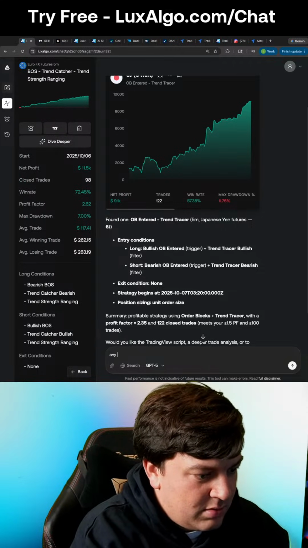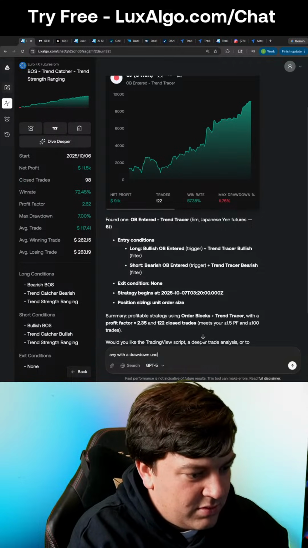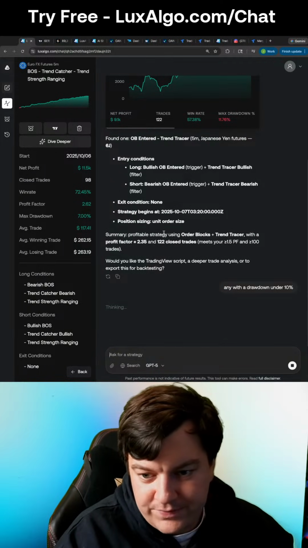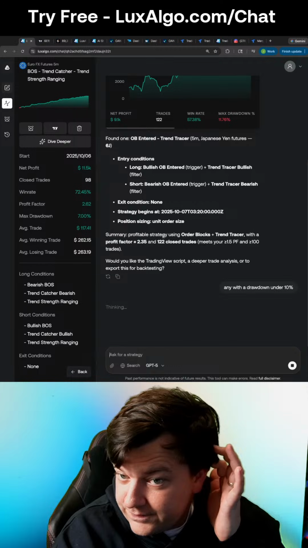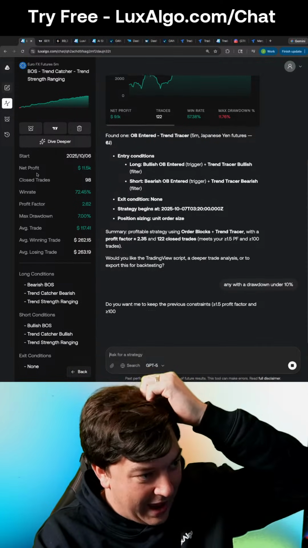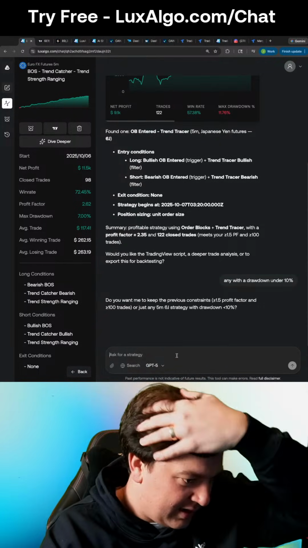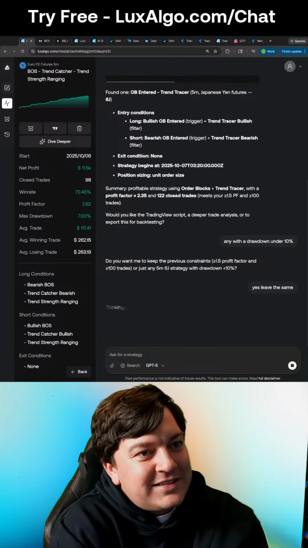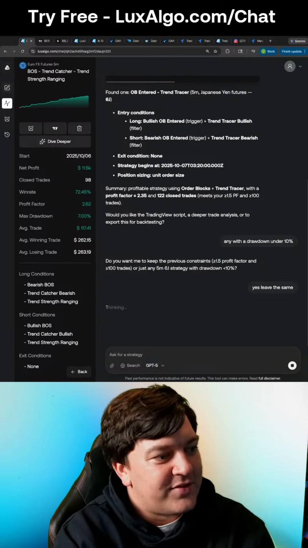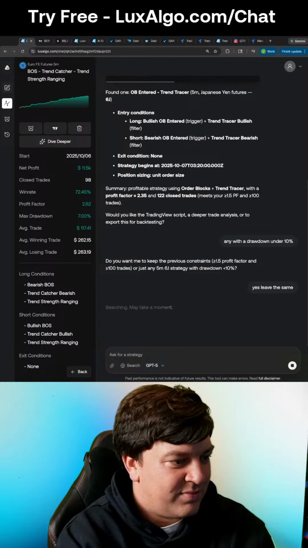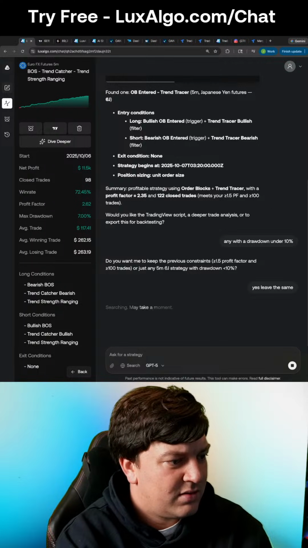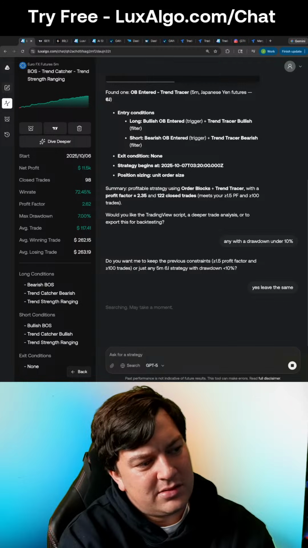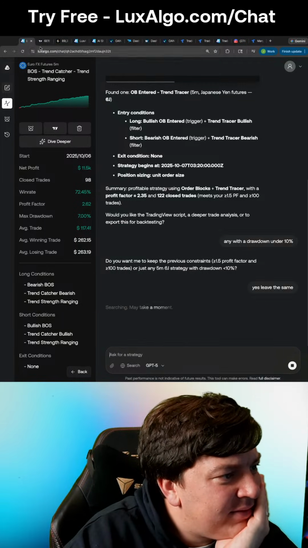Any drawdown under 10%. But you can backtest any strategy for as long as you want. You can go back to 77 or whatever. Yeah, leave it. 1977. You can do that on TradingView, but I don't know. To me, it's pointless. Wasn't that the one that we had? Let me see.